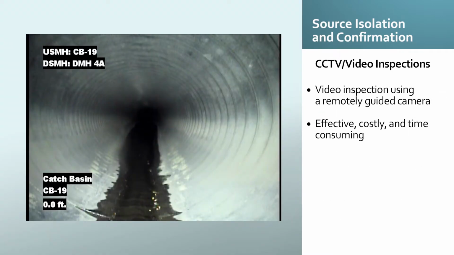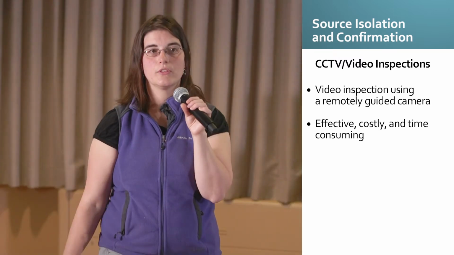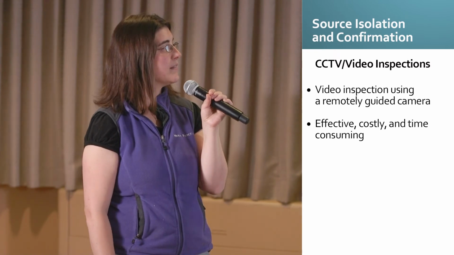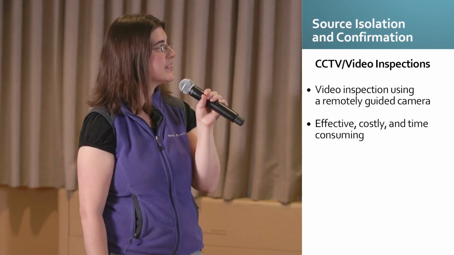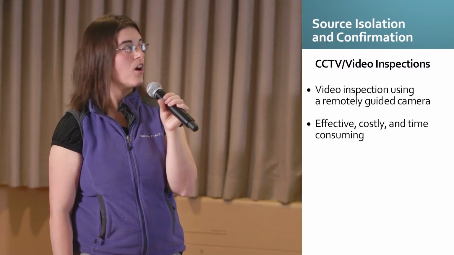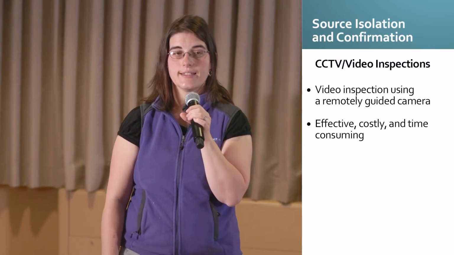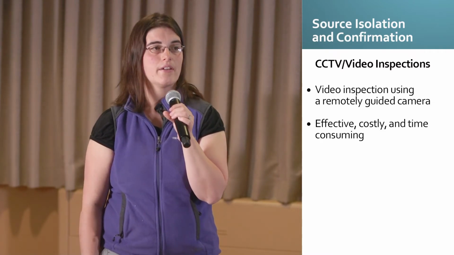Other methods that you can use include CCTV video inspections. You put a remotely controlled camera into the storm drain system, and you run it down. You're looking for cross connections or areas that could be contributing illicit discharge. It's very effective, but it's also very costly and time consuming. If you don't have access to a CCTV truck in your community, you probably have to hire it out.